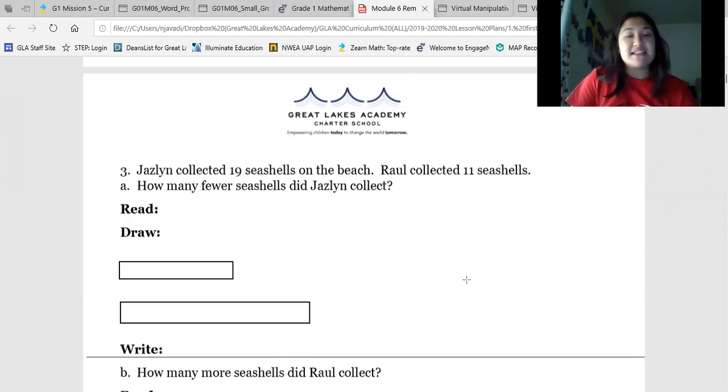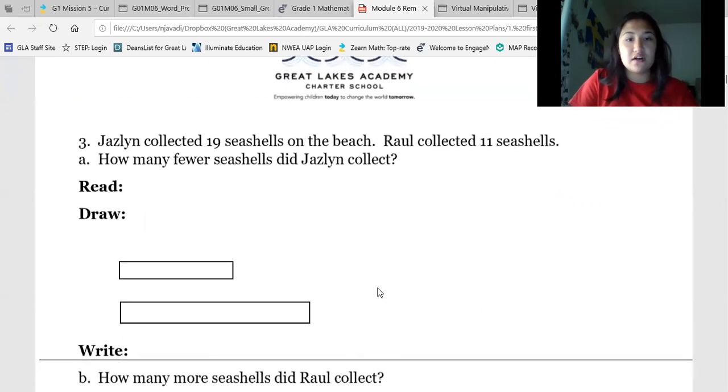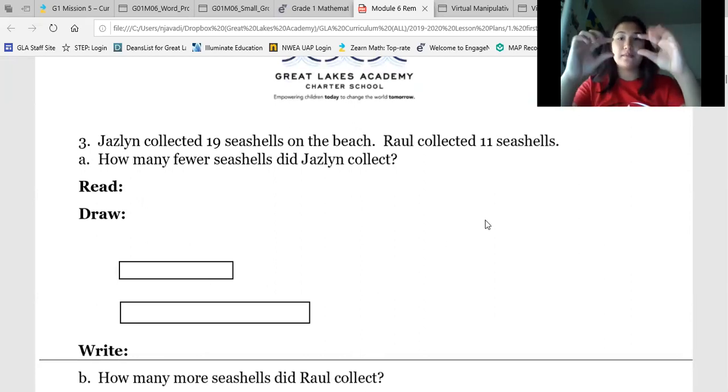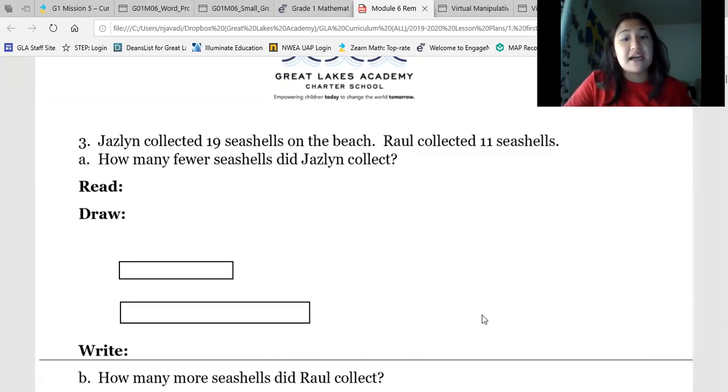So I set up my tape diagram similar to how I did it on the other problem with the 2 bars on top of each other. If you want to set up your tape diagram with the 2 bars next to each other, like how we usually do it, that's totally okay. We're going to do it this way together. So today on our tape diagrams, we're not drawing pictures anymore. We're just using numbers. So let's get started. What number goes in this box, do you think? That's right, Raul's 11 seashells is going to go in that box.